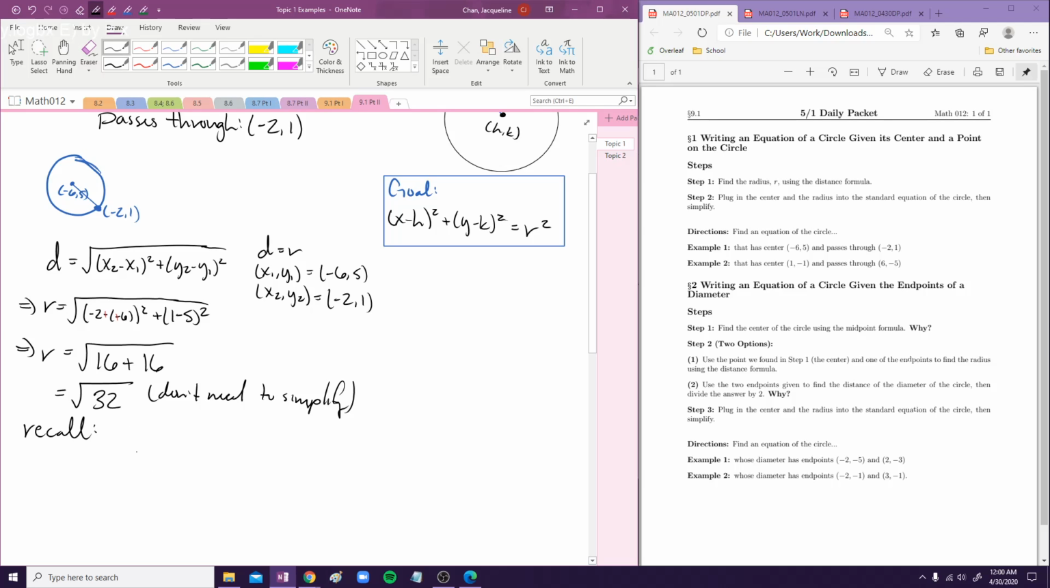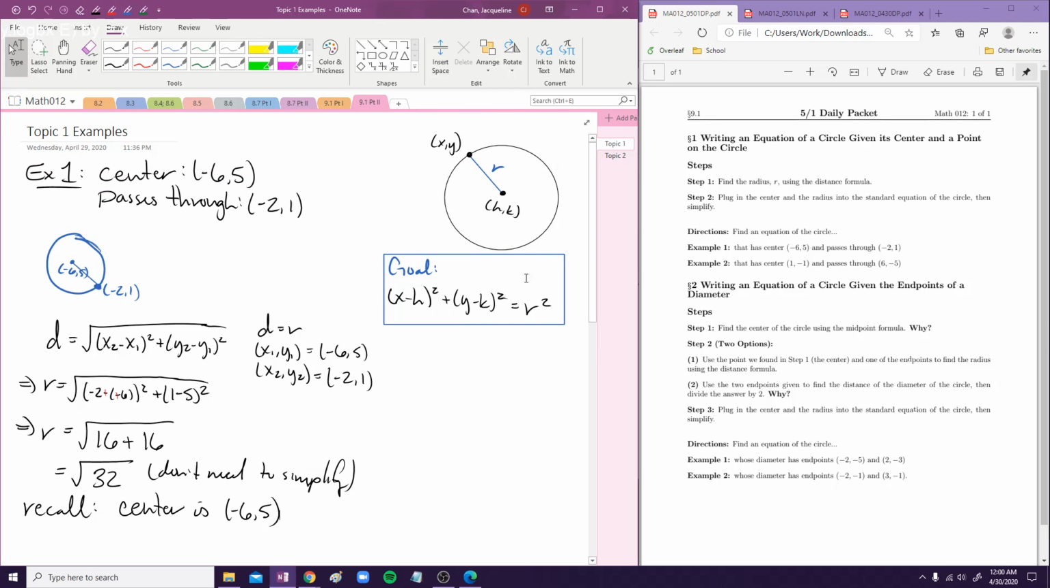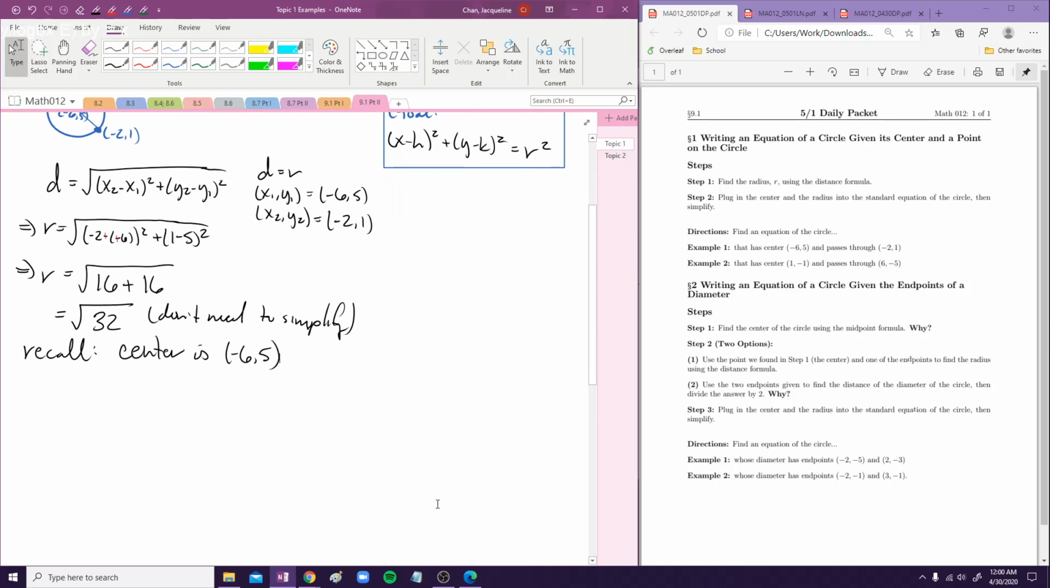That's terrible. Let me rewrite it. Center is negative 6, 5. Right? It matters. HK is our center. All right? Negative 2, 1 is just a point on the circle. So I cannot use that. It has to be the center. Right? So I know the center, I know the radius. So let's plug everything in.